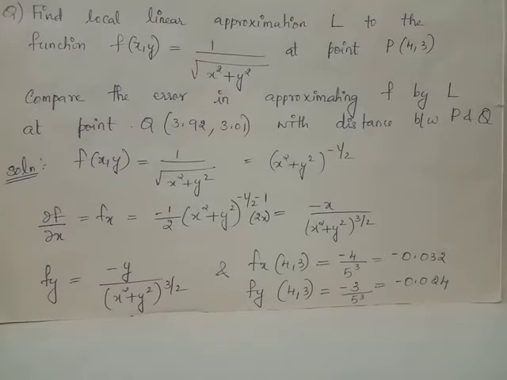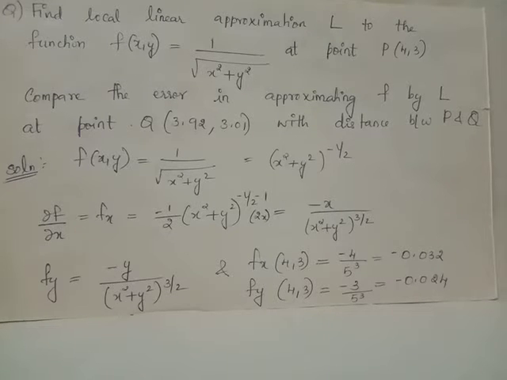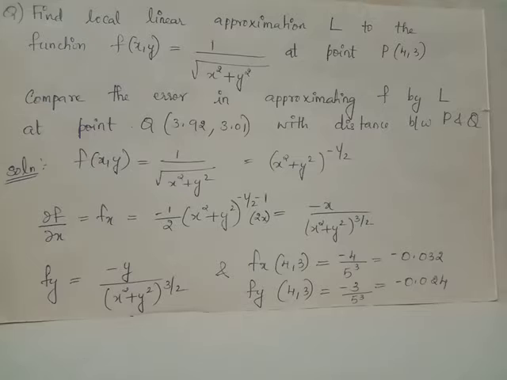Since we are asked to find out local linear approximation capital L at the specified point 4, 3, when you give x equals 4 and y equals 3 in the expressions of fx and fy, you will get first order partial derivatives of f with respect to x and y at this particular point P. We have fx at 4, 3 equal negative 0.032 and fy at 4, 3 equal negative 0.024.